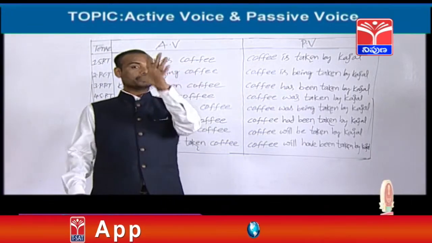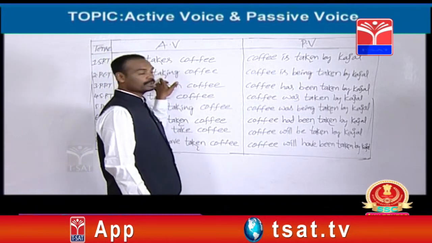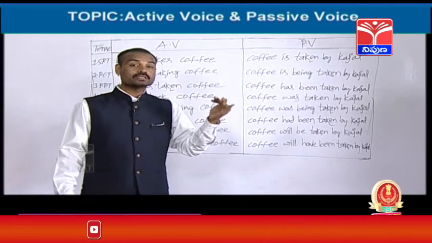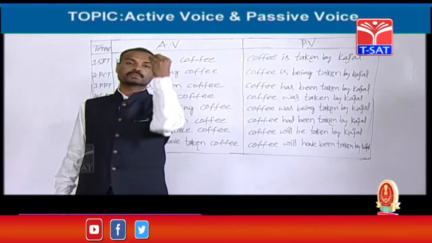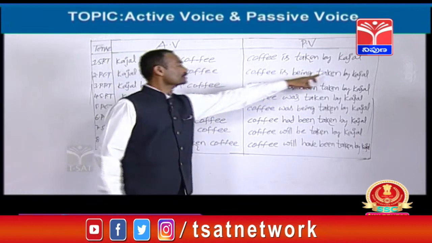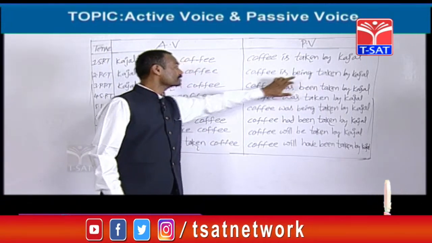Third point is what? Main verb. I told you the main verb is given in the active voice only, but here the ing form is there. We should change this ing form into V3, because passive voice means the verb must be in the third form. So take, took, taken. Taken should be taken. Then what about this?